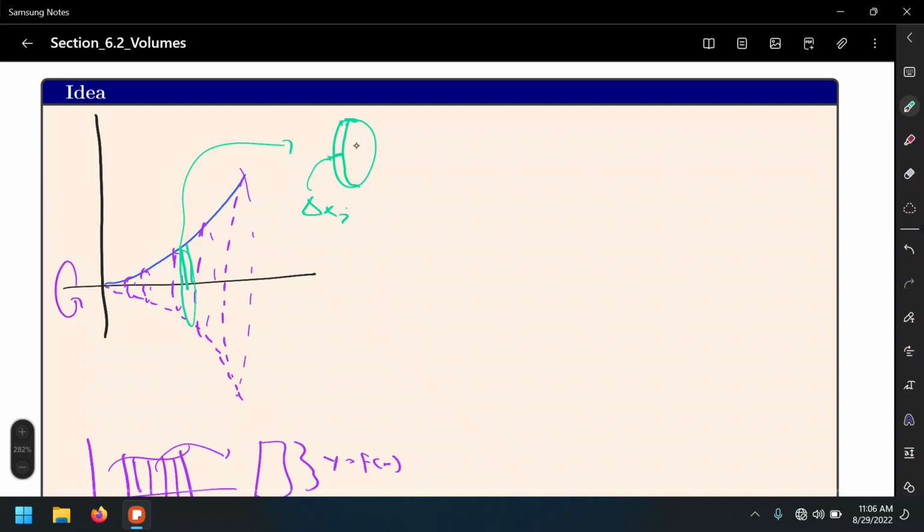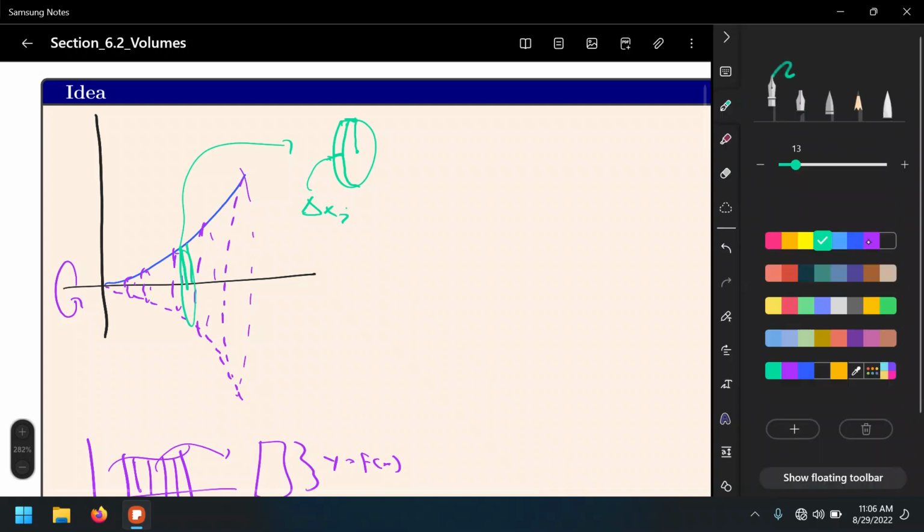And of course a cylinder has a radius. This radius right here is the same radius.